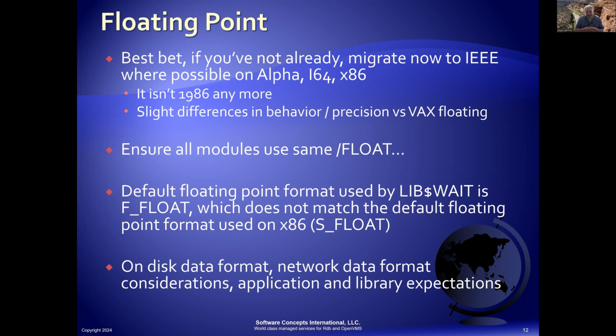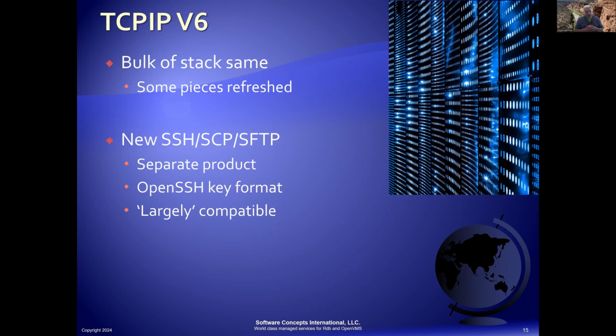Another area of difference that we noticed is TCP/IP version 6 from VSI. The majority of it's the same as 5.6 on Integrity, same stuff. However, the SSH interface, which also shows up in SFTP and SCP and a few other fringe areas, is a separate product that you install. It's not part of the base TCP/IP, if you will.